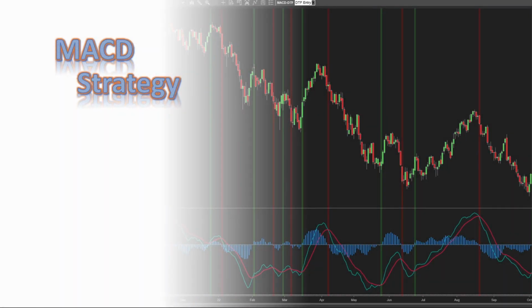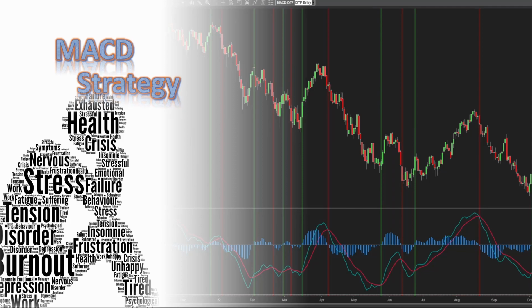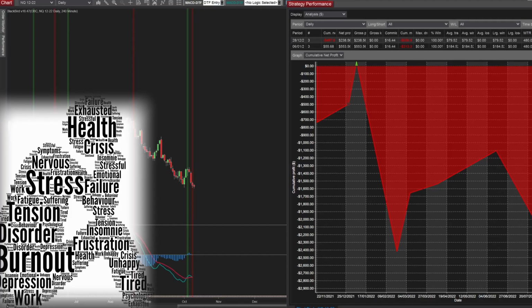Be it price action, MACD, Ichimoku or depth of market, it all works, as long as you know how to use them, then you're all good. In this video, we'll take a look at one of day traders' favorite indicators, the MACD. Some say that it's highly unreliable. Let's see how it performs when Algo does all the heavy lifting.